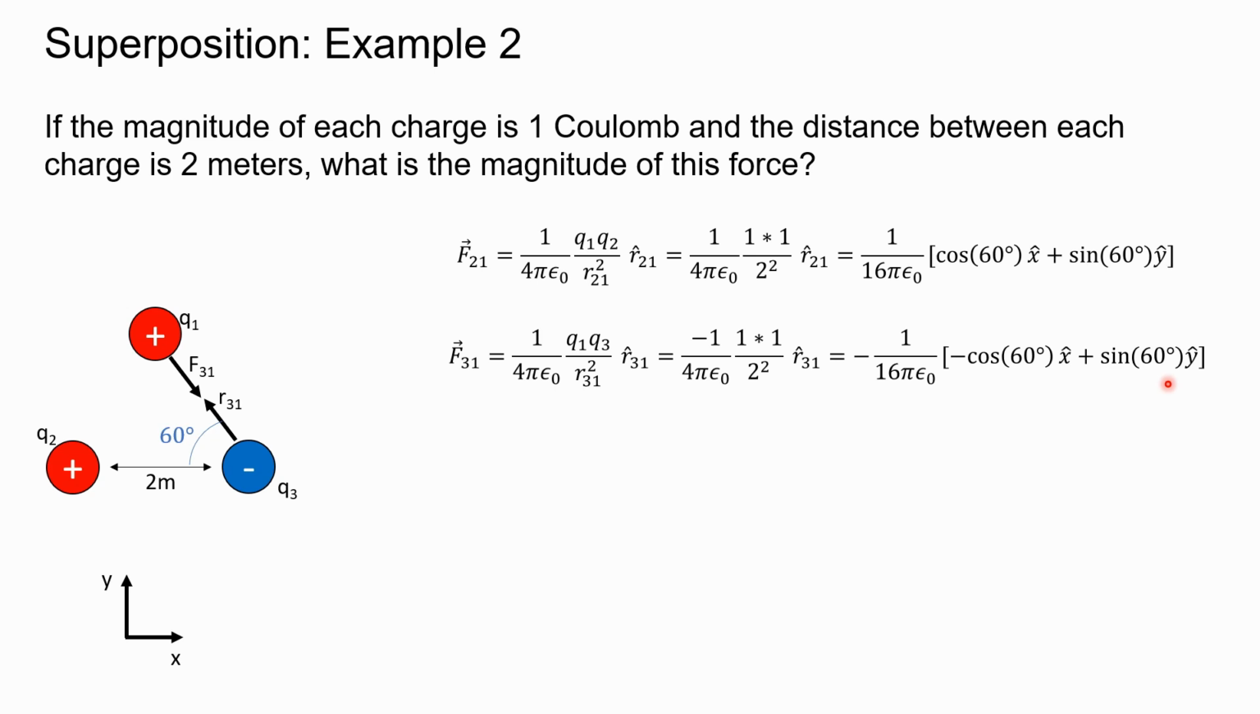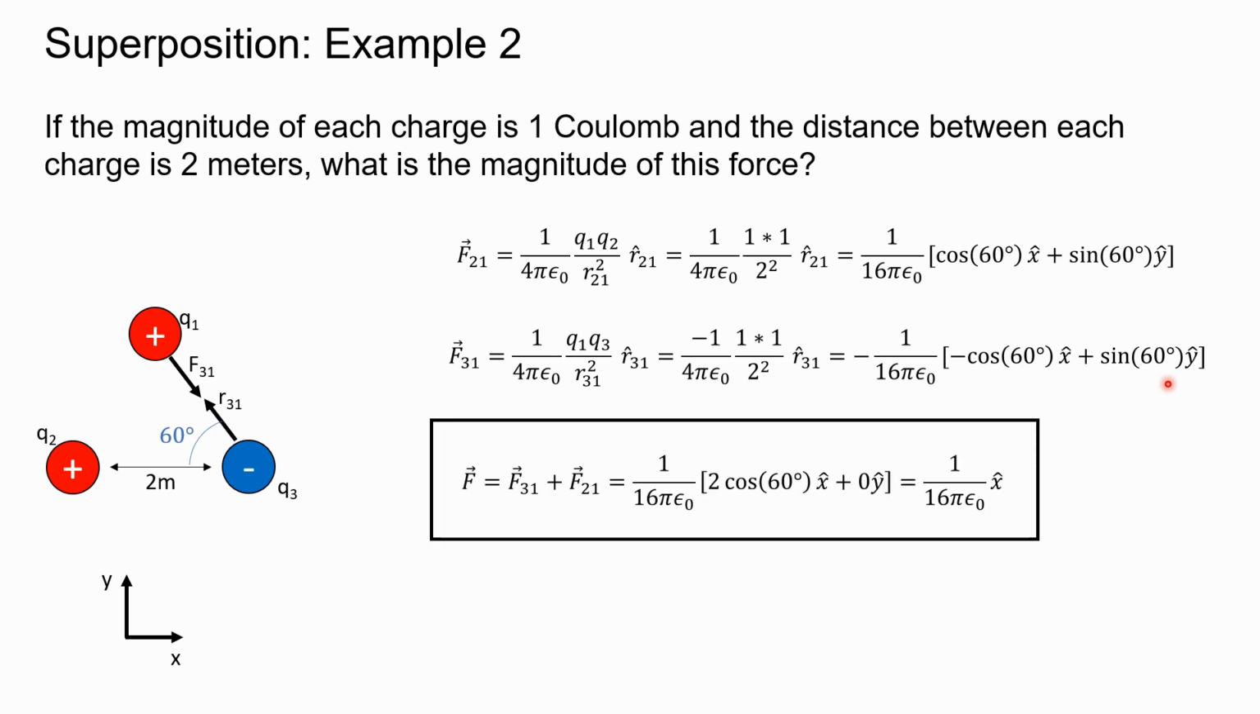Now, the total force on Q1 is given by the sum of these two vectors, so F31 plus F21. When adding vectors, we add by component, so we add the x components separately from the y components. The magnitude out front for both vectors is 1 over 16 pi epsilon naught, so we can bring that out front when adding these two vectors.